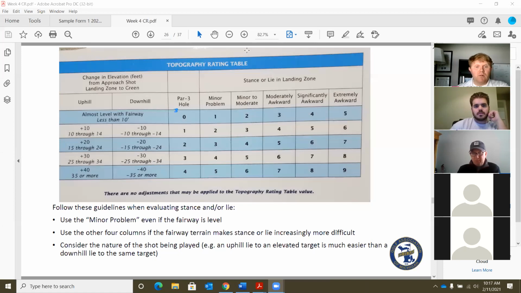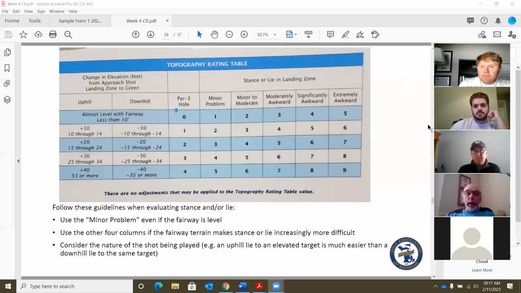When I start thinking about changing those things, if I have to change where I aim, put the ball farther up or farther back in my stance, or grip down on the club, that's when I start moving across into minor, moderate, awkward, etc. So that's my starting point. Like I said, there's not any great guidance from the USGA on that, but that's typically what I use. I'll open it up to any of the other experienced people that want to share their thoughts on how they do it.